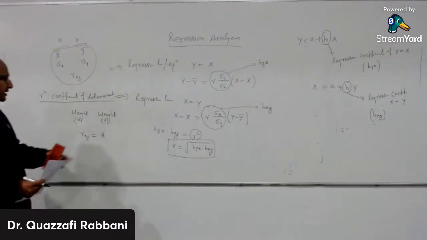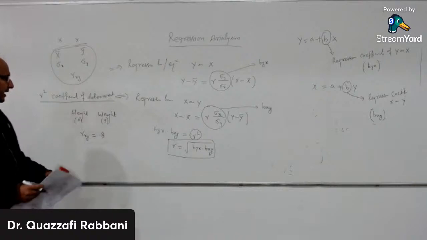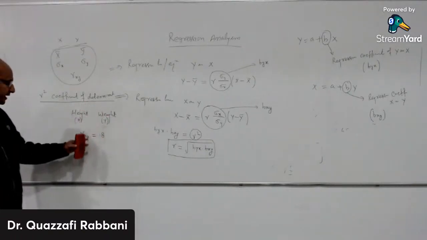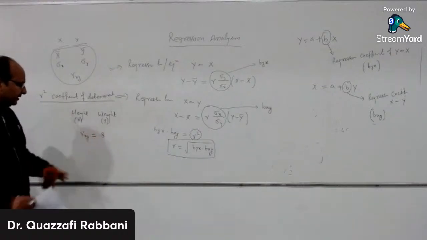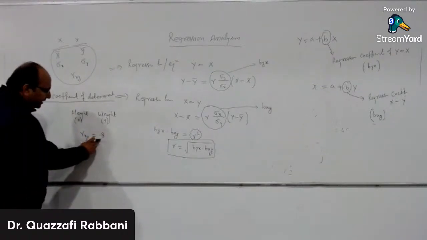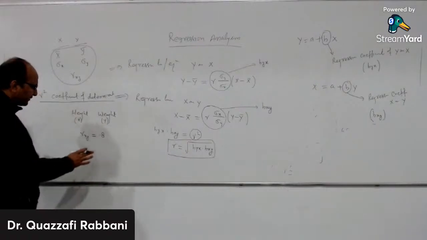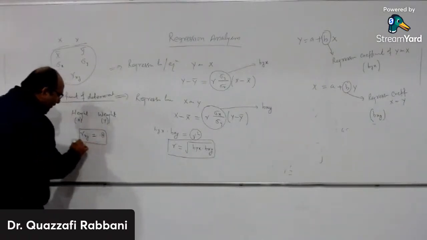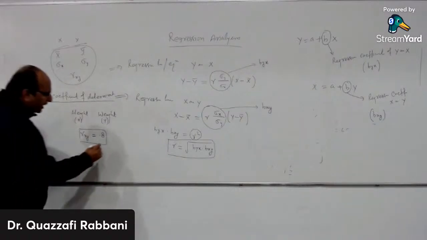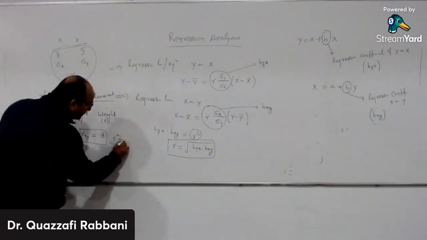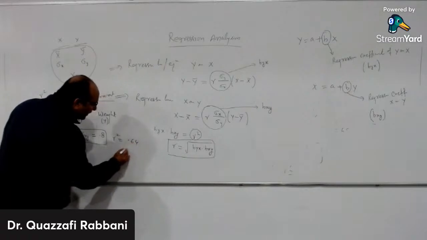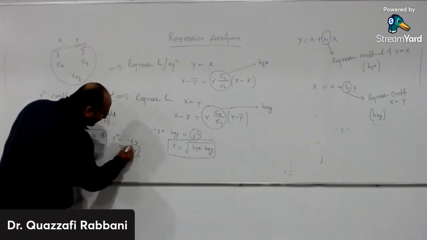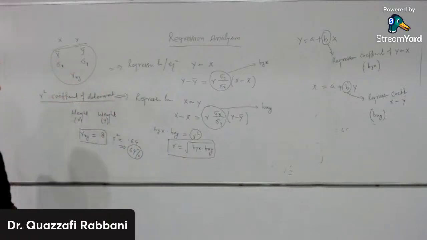Suppose you are given the data of height and weight, and you calculate the correlation between these two variables and find the value 0.8, because these two variables are positively correlated. Now R square will be 0.64, and you can say 64%. So what does 64% mean? That is the R square.